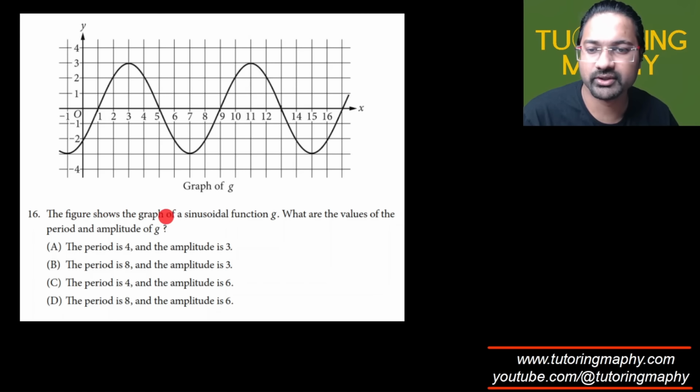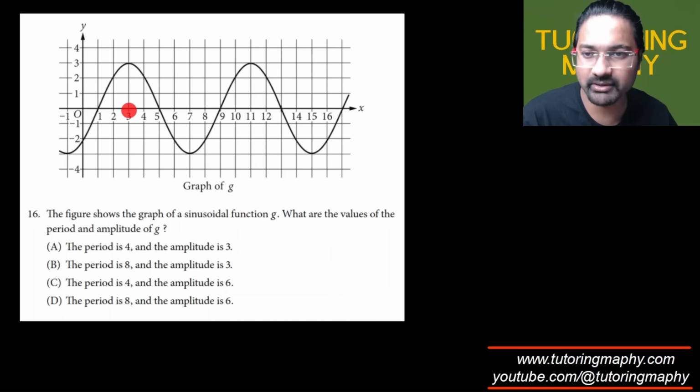The figure shows the graph of a sinusoidal function g. So what are the values of the period and the amplitude of g? Amplitude is really easy to find, because first we need to find the midline, and midline is nothing but the middle value of the maximum and minimum. So the maximum value is 3. The minimum value is obviously -3, so its middle value will be 0, which is right over here.